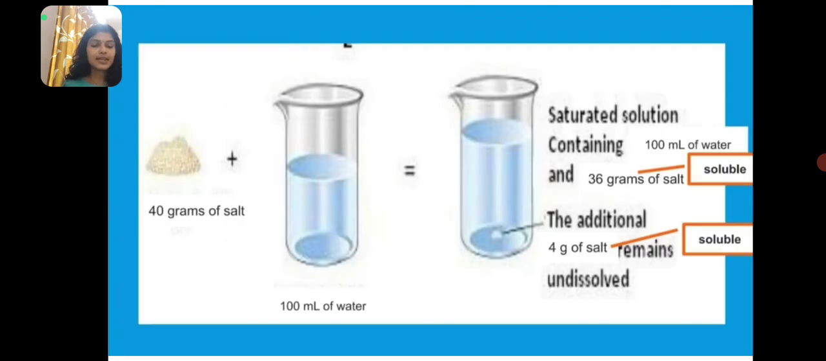In this picture, you can see that 40 gram of salt is added to the same 100 ml of water. But water can dissolve only 36 grams. So, the remaining 4 grams stay undissolved at the bottom. So, this is a saturated solution as no more solute can dissolve and the extra solute stays undissolved.